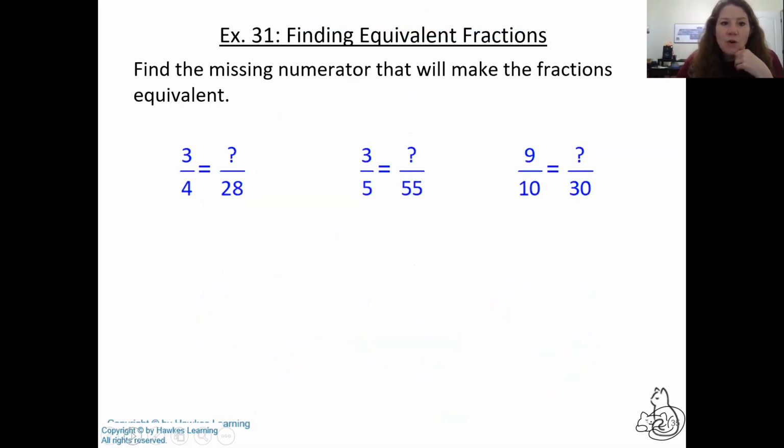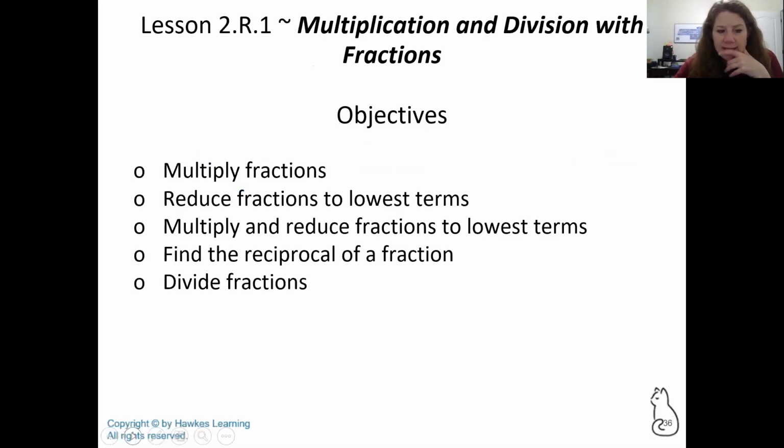All right, so how would we get from 4 to 28? We multiply by 7, so 3 times 7 is 21. 5 times what is 55? 11. So 3 times 11 is 33. And what times 10 is 30 times 3? So 9 times 3 is 27. We've already done examples like that. Yeah, now we're ready for some fractions.